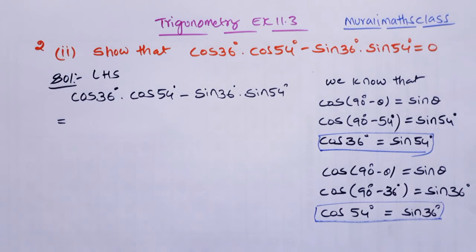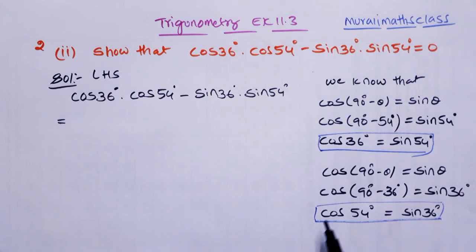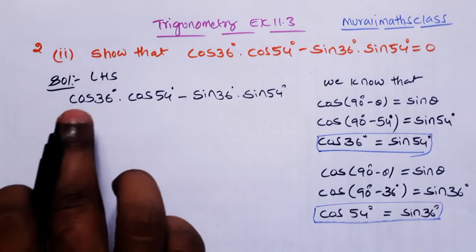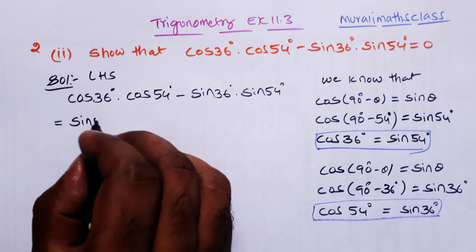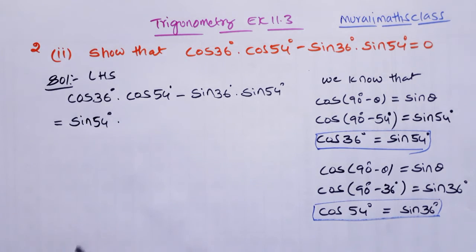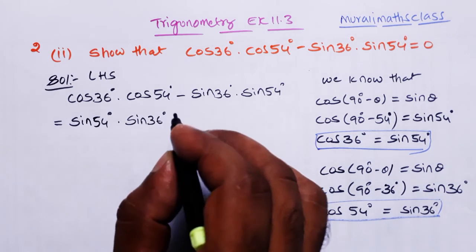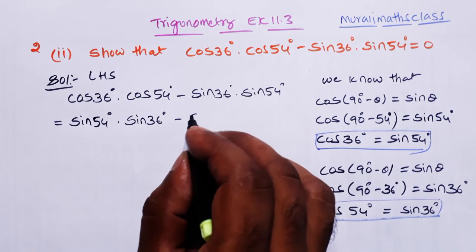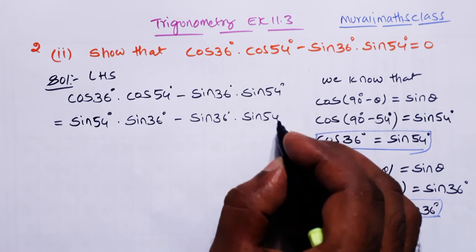Now we have to substitute these two values. Cos 36, write sin 54. Cos 54, write sin 36. So sin 54 degrees into cos 54, written as sin 36 degrees, minus the remaining as it is: sin 36 degrees into sin 54 degrees.